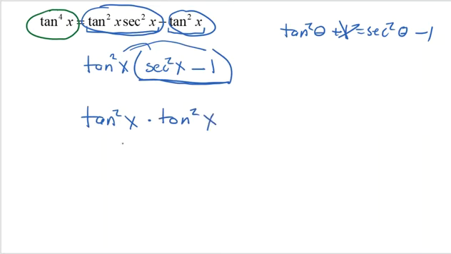And now it's pretty obvious. Tangent squared times tangent squared is tangent to the fourth. Say it with me on 3. 1, 2, 3. Verified. I have shown that the left side does in fact equal the right side.